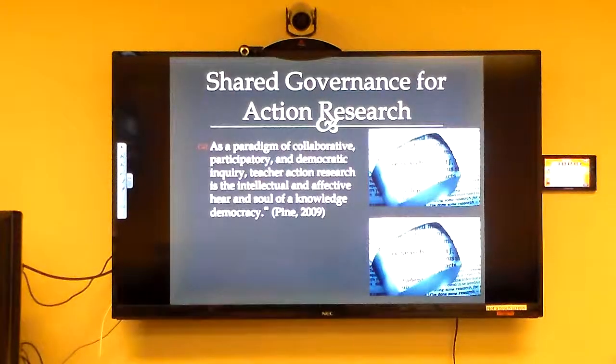So shared governance for action research is this notion of democracy, and that the teacher has an equal voice to the principal.